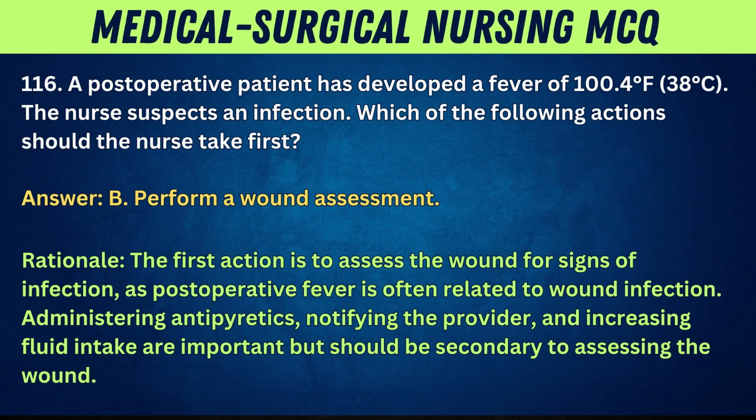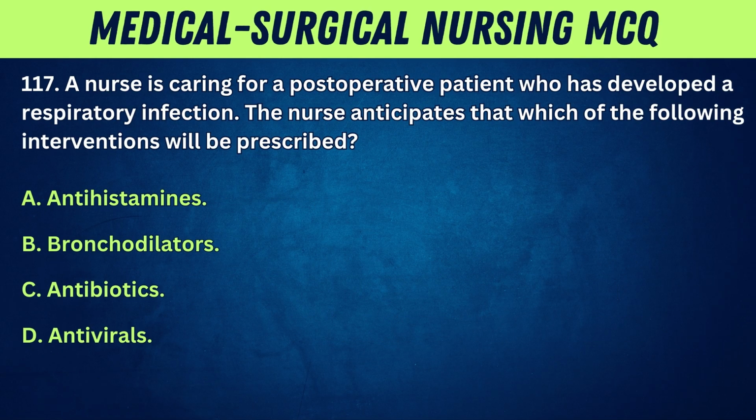Answer: B. Perform a wound assessment. Rationale: the first action is to assess the wound for signs of infection, as postoperative fever is often related to wound infection. Administering antipyretics, notifying the provider, and increasing fluid intake are important, but should be secondary to assessing the wound.